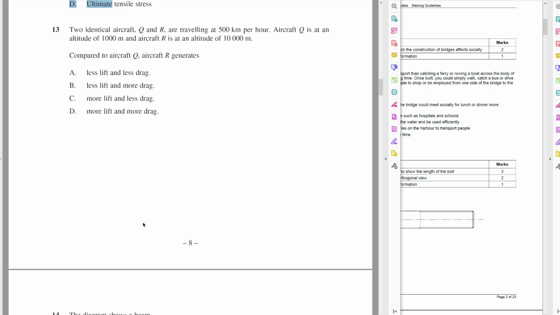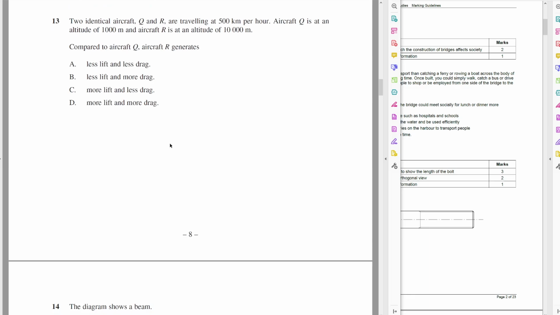And then we also get less lift. The reason we get less lift is because there's less air at higher altitudes, part of our hydrostatic pressure thing. Because there's less air, we're going to have less drag, but we're also going to generate less lift because less air is passing over the aerofoil, and so the answer is A.